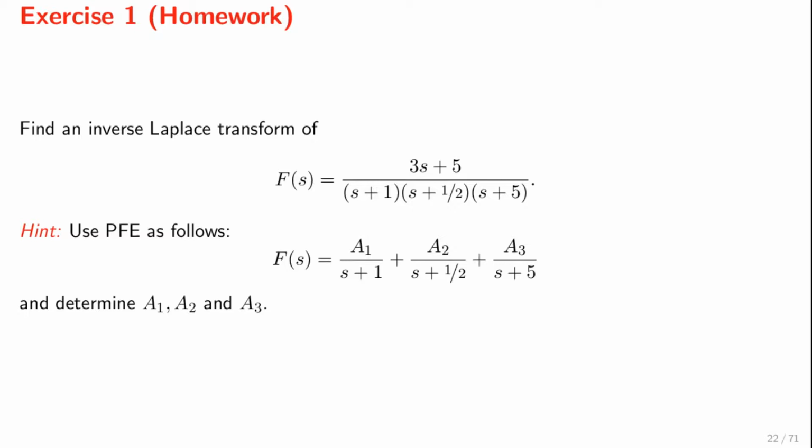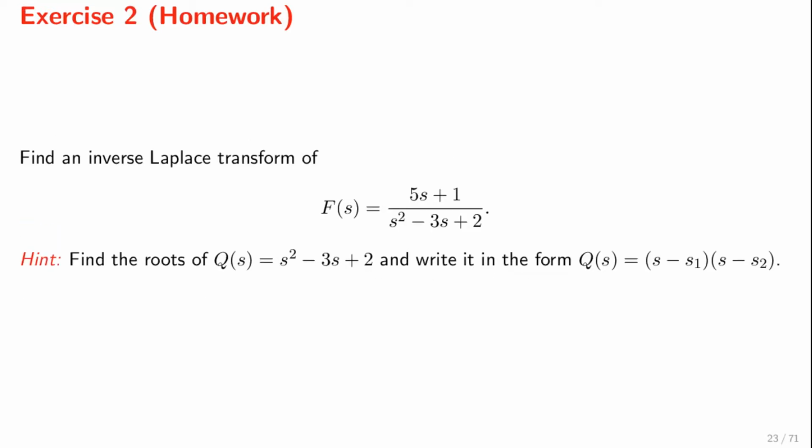It is evident that the poles of f are −1, −1/2, and −5. They are real and distinct. The objective is to determine real numbers a1, a2, and a3 so as to write f as a sum of partial fractions. You can also try this function. The difference here is that the roots of the denominator are not given. Instead, you need to determine them. You can do that by solving a quadratic equation.